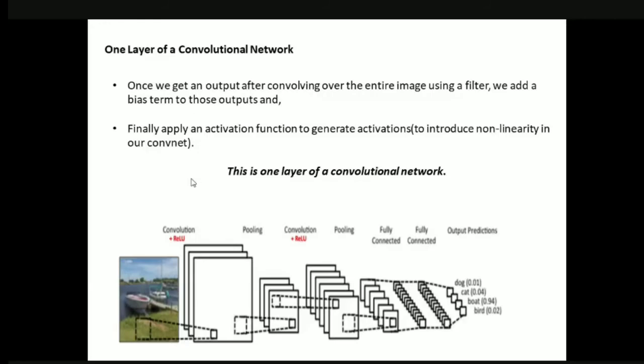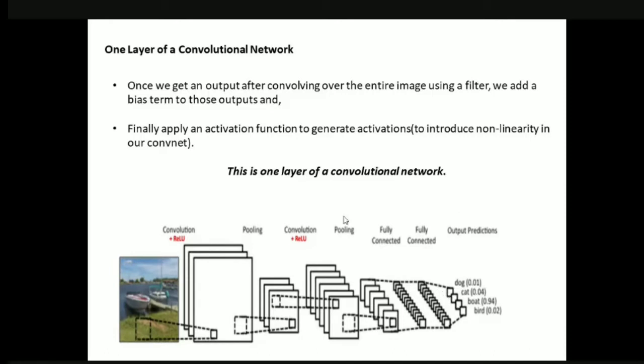Now, if you see here, this is one layer of a convolutional neural network. Once we get the output after applying the convolution operation using a filter, we apply a bias to those outputs, then we apply an activation function, and then we generate the activation. How the activation function is applied, how bias is applied, and how we produce non-linearity, we have discussed in the previous classes, so I am not going to discuss it again here.